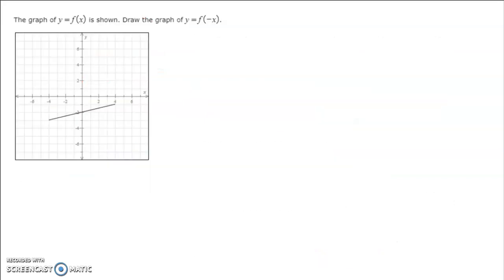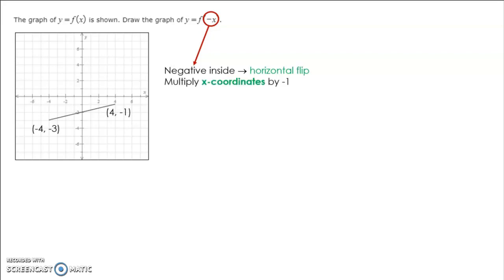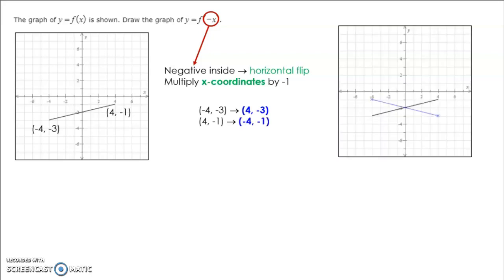So here is just our parent function f of x, and they want us to draw f of -x. We'll start by making note of the ordered pairs for the endpoints. We'll do endpoints and any vertices. So when we have a negative on the inside, that results in a horizontal flip. And for a horizontal flip, we multiply the x coordinates by -1. So it's the x coordinates because it's horizontal. So there's the first coordinate multiplied with the x by -1 and the second one. And then we just plot those points and draw our graph.